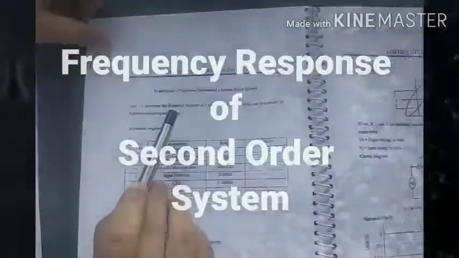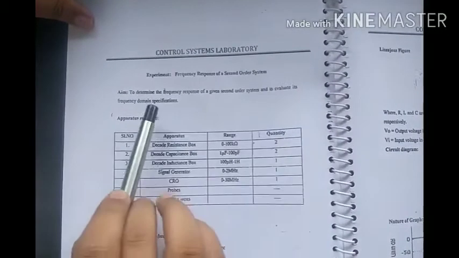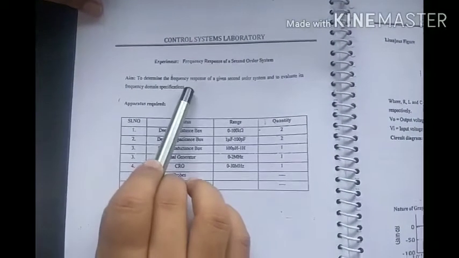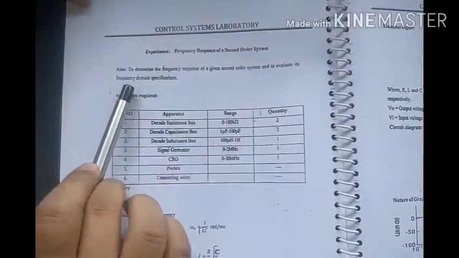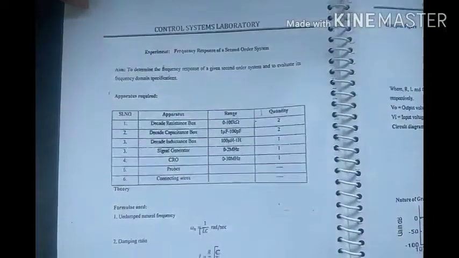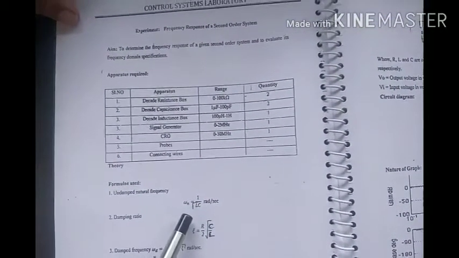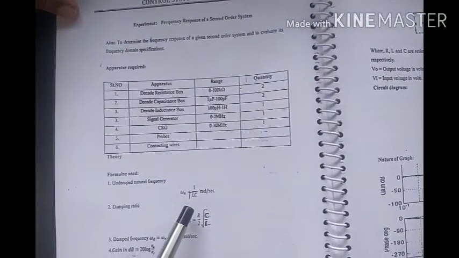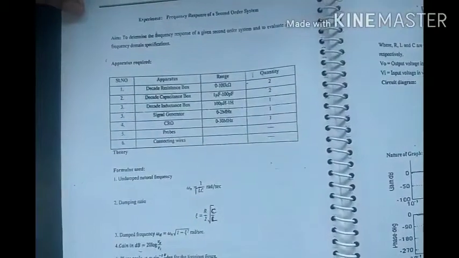Welcome to the demonstration of frequency response of second order system. The aim of this experiment is to obtain the frequency response of the second order system and evaluate its frequency domain specifications. These are the different formulas that we require to compute the undamped natural frequency, damping ratio, and gain and phase angle.